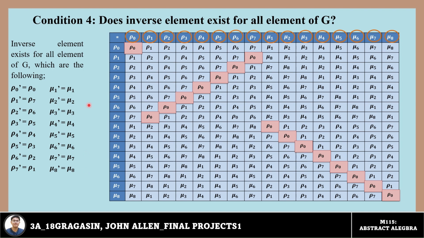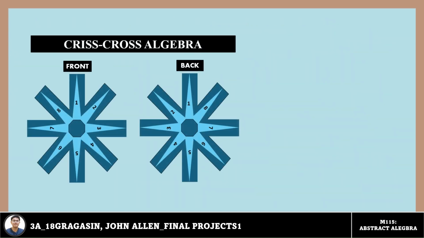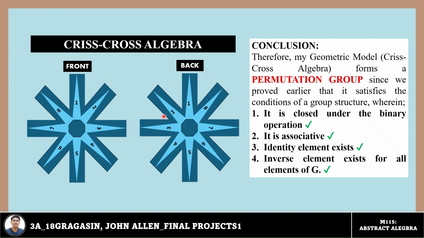As you can see here, all the elements have their inverses. Therefore, condition 4 is satisfied. And as you can see here, our crisscross algebra, my geometric model, forms a permutation group since we proved earlier that it satisfies the conditions of a group structure, wherein it is closed under the binary operation, it is associative, the identity element exists, and the inverse element for all the elements of G exists. Therefore, we can conclude that our model is a permutation group.